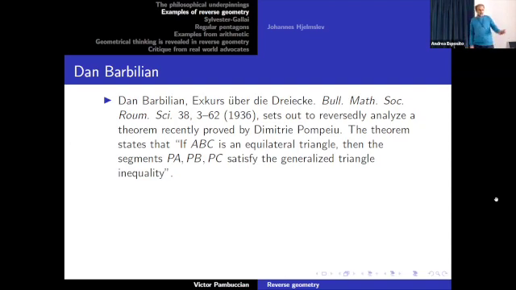And in 1936, in the space of 60 pages, he set out to reversibly analyze a theorem recently proved by Dimitrie Pompeiu. It turns out it's much older, so something like Möbius should have known it. But at the time, this is not known. It says, if ABC is an equilateral triangle, and P is any point on its plane, then the segments PA, PB, PC satisfy the generalized triangle inequality. What does that mean? That each of them is less than or equal to the sum of the other two.